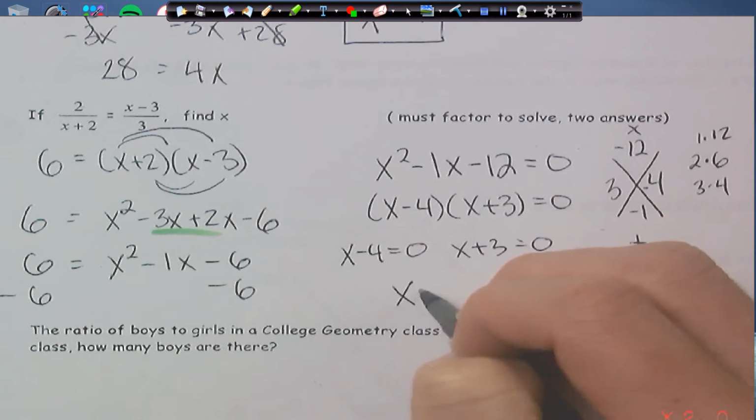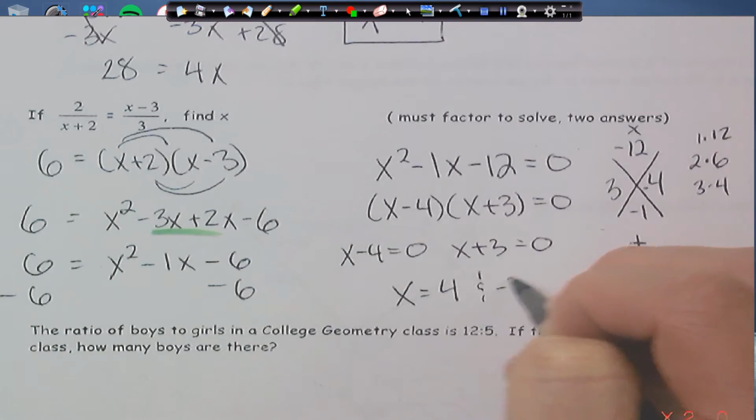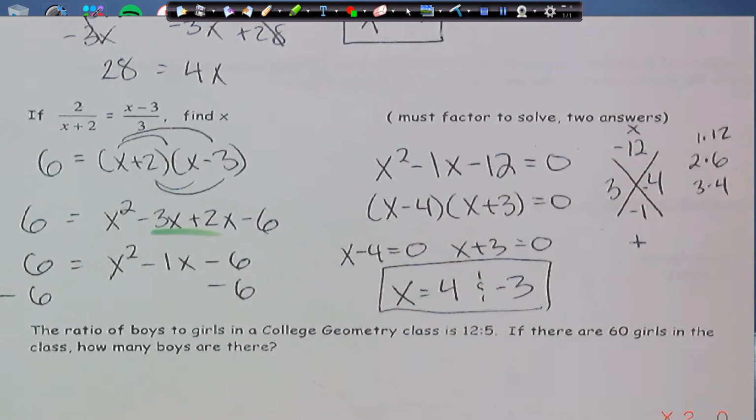And we get x equals a positive 4 and a negative 3 once we solve. Alright, so that's a pretty long problem right there.